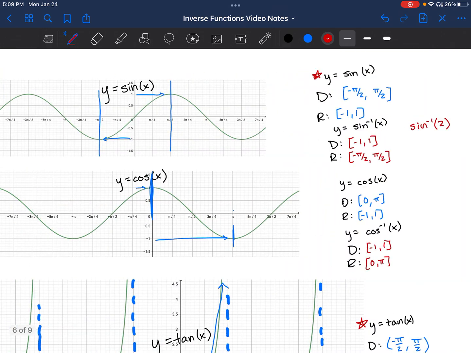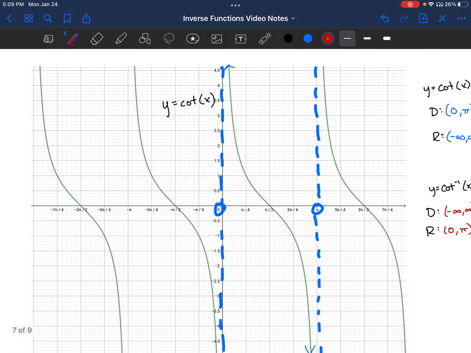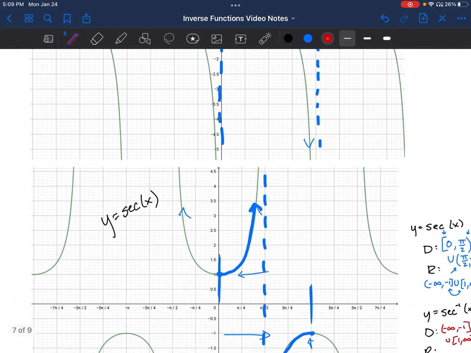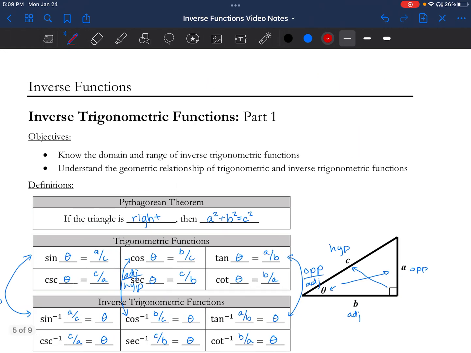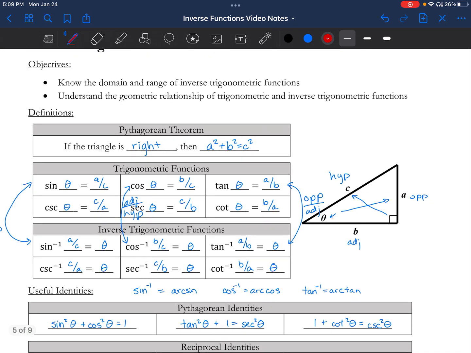The other ones that go together are cosine, then you've got cotangent over here, and secant. Those go together. They all have a very strong relationship with each other in how they are represented in their domains and ranges. Hopefully this does help you better understand trig functions and inverse trig functions and how they are related, as well as some geometry and identities.